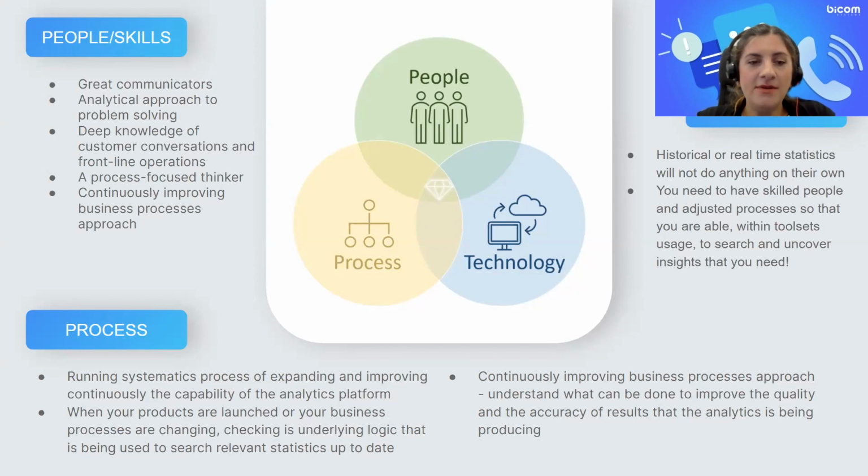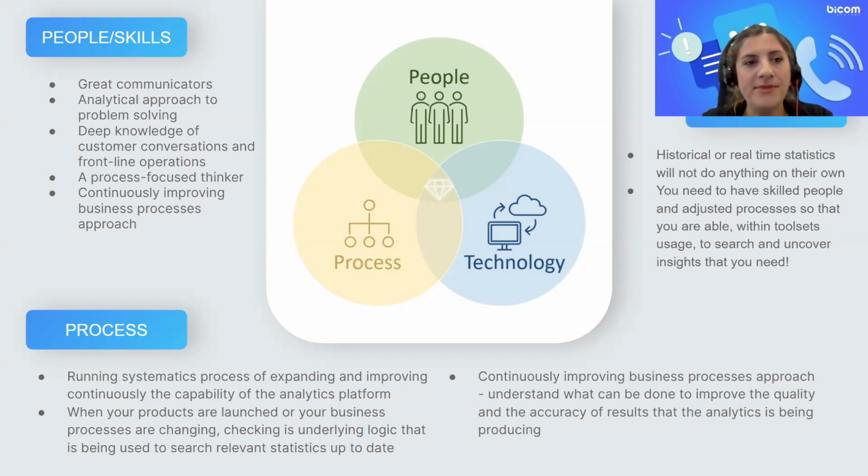What does this mean? When it comes to the processes, you need to run a systematic process of continuously expanding and improving the capability of the analytics platform. If your company has launched new products or your business processes were changed, then you need to check if the underlying logic used to search or generate relevant statistics is up to date. You also need to continuously improve the business process approach. You need to understand what can be done to improve the quality and accuracy of the results that the analytics are producing.